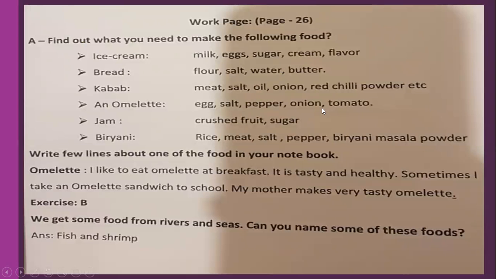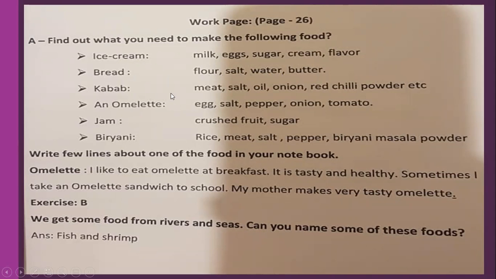Let's see, it's about the work page. What we need to make ice cream: milk, eggs, sugar, cream, and flavor. To make bread, we need flour, salt, water, and butter. Look how healthy things join together to make a bread. So that's why bread is an important part of our food.